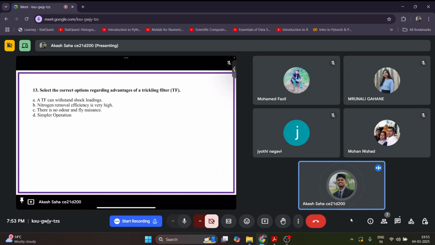Next, select the correct options regarding advantages of a trickling filter. A: A trickling filter can withstand shock loadings. B: Nitrogen removal efficiency is very high. C: There is no odor or fly nuisance and operation is simpler. Option D, sir. It should be D.